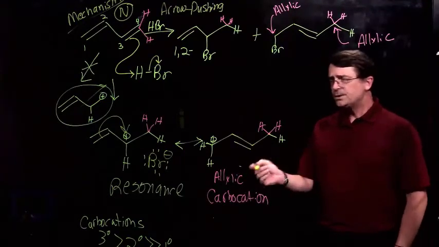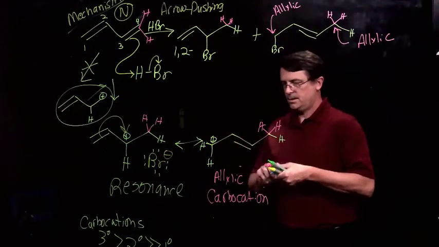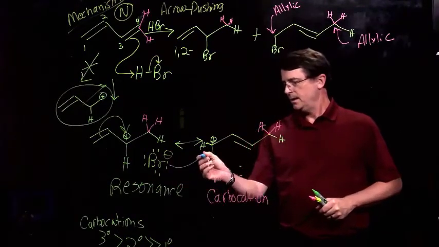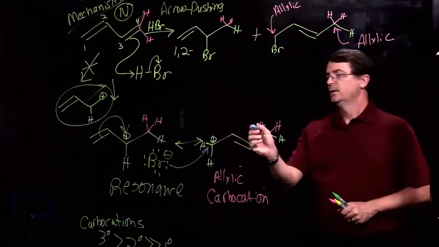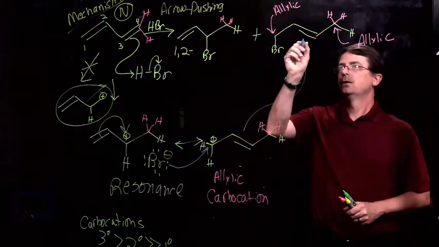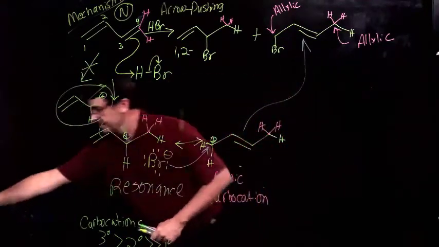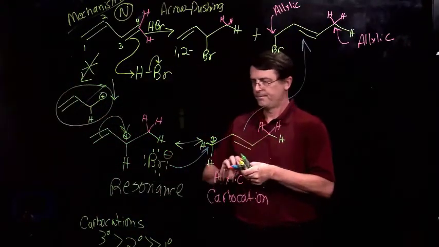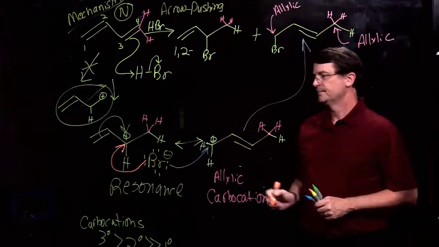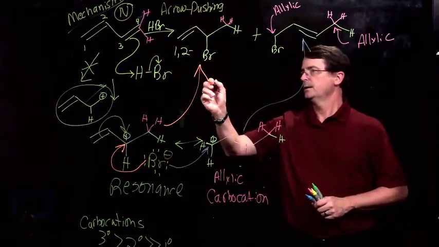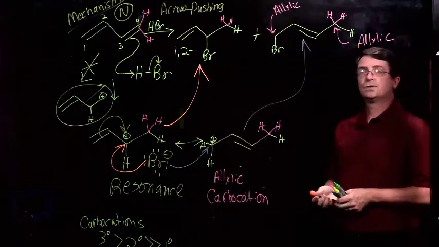Okay, so what's useful about this resonance form, and I'm going to switch colors again here, is that the bromide can attack either end of the allylic carbocation. And if it attacks this end, as I drew with the blue marker, it produces the 1,4 product. In contrast to that, let me grab another color here. If the bromide attacks the other end of the allylic carbocation, you see it produces the 1,2 addition product. So this is the mechanism of electrophilic addition to dienes.